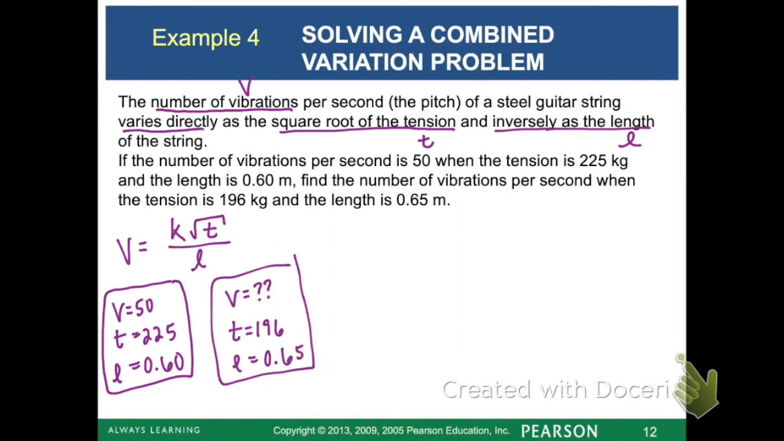And now I can use the first one to solve for K. Once I've got my K value, I can take that and I can take the second situation and solve for vibrations.